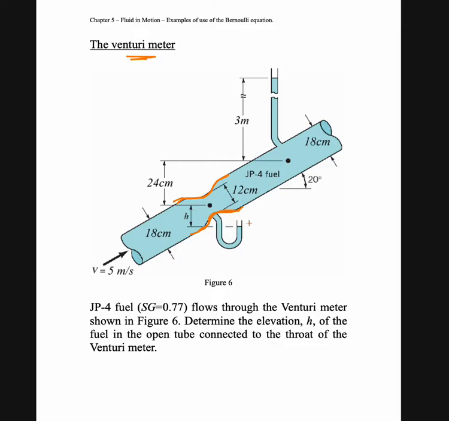So the idea is simple. In a Venturi meter, the smallest part here is called the throat. Okay, and then we will have a manometer on the throat to measure the pressure. And then we will have another manometer on the other side of the pipe. That point can be after the throat or before the throat.